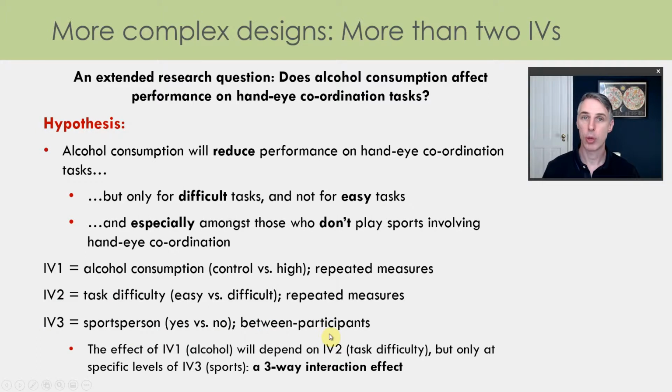So here we have a 3-way mixed design. Remember, the 3-way refers to the number of IVs. Specifically, we're interested in testing whether the effect of that first IV, alcohol, depends on the second IV, task difficulty, but now in turn only at specific levels of this third IV, whether they are a sports person or not. And the key thing here to test this hypothesis is the 3-way interaction. That's what tests this level of contingency. The effect of IV1 depends on IV2, but only in turn at specific levels of IV3.